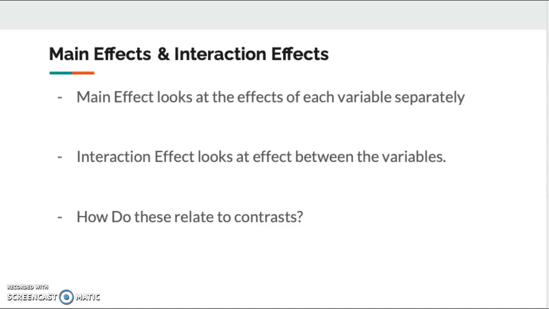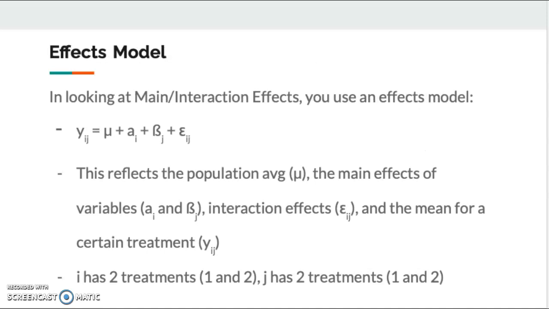And how do these relate to contrasts? Simply put, they're all kind of talking about the similar idea of sample means and population. It's using sample means and population means to basically describe what the effects of your treatment means are. Okay. So when you're talking about main and interaction effects, you have to use an effects model. And basically what that does is it tells you how a sample mean or a treatment mean differs from a population mean depending on which treatments are being used.